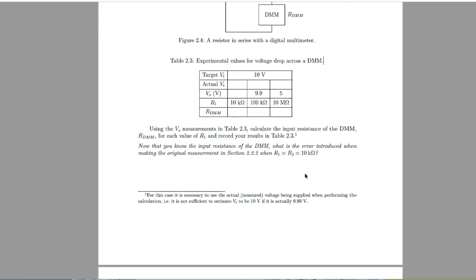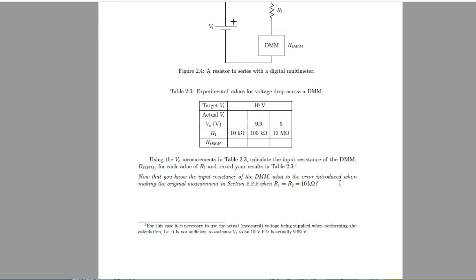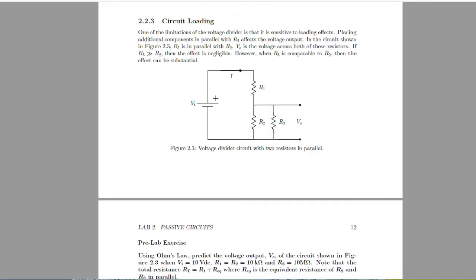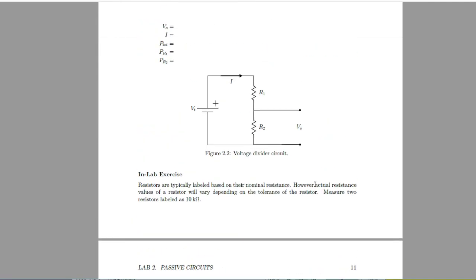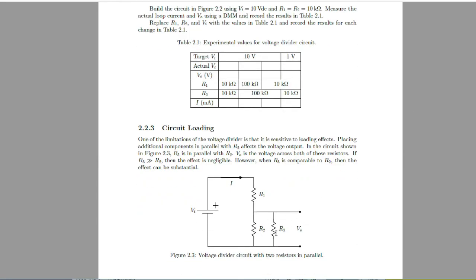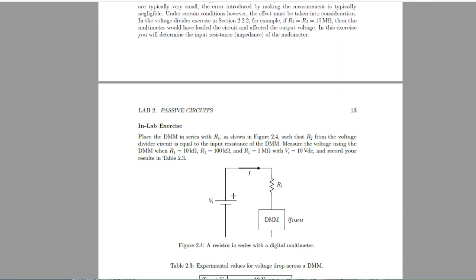Then we're going to see what is the error introduced when we use this multimeter to measure the voltage drop across a resistor. For this, we were thinking about our basic voltage divider here. If we have some resistor here and we want to use our multimeter to measure the voltage drop across it, when we put the probes of the multimeter either side of this resistor, we actually create this circuit, with this R3 being the resistance of the multimeter.